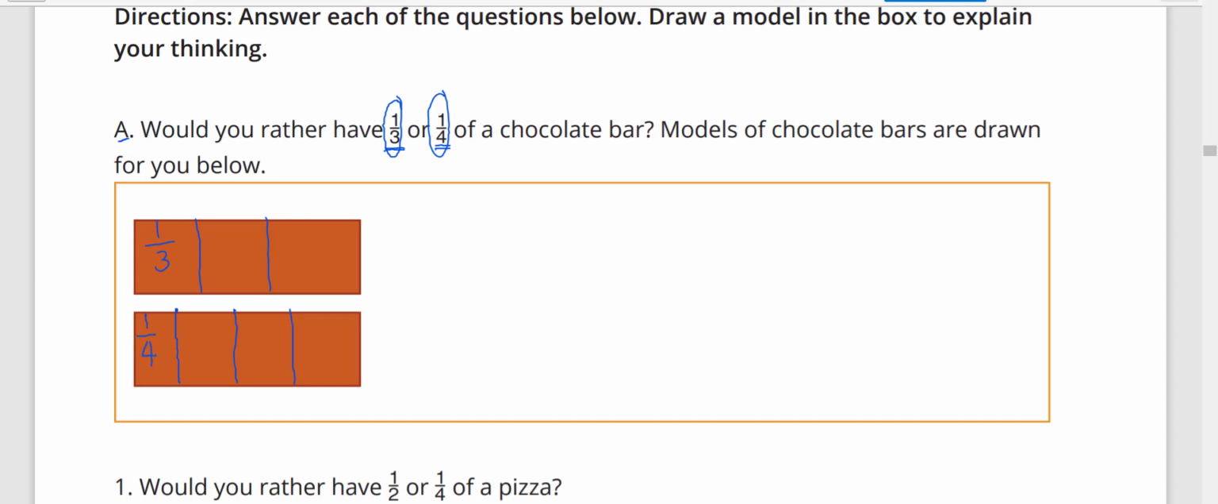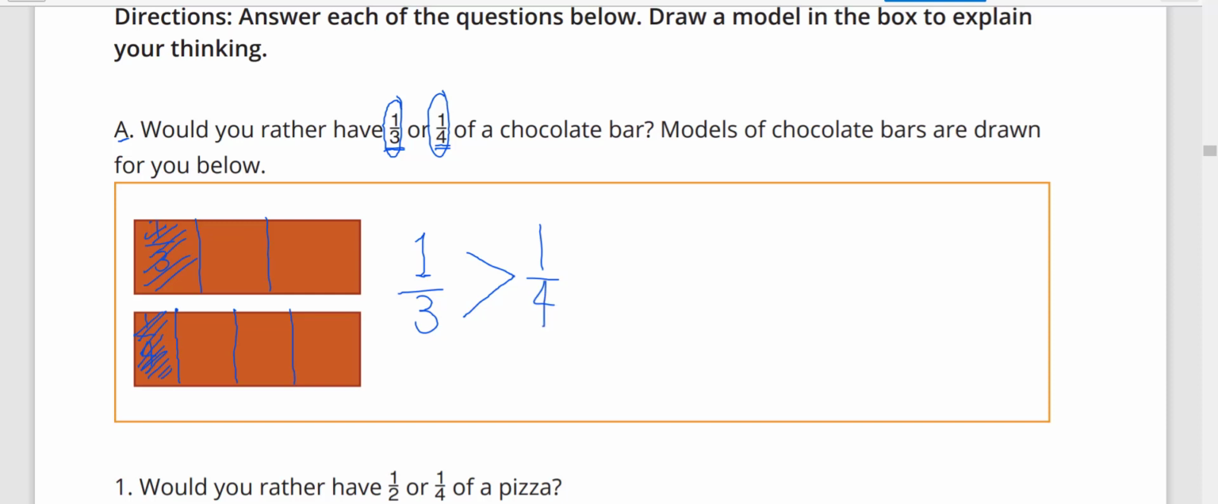Do you want half or third? If you want a great or a big part, you will choose what? Third or fourth? Which is the biggest part? Yes, third. So you will take a third of the chocolate if you want a big part. Why? Because a third is more than a fourth.